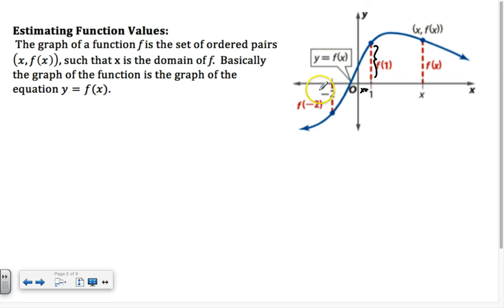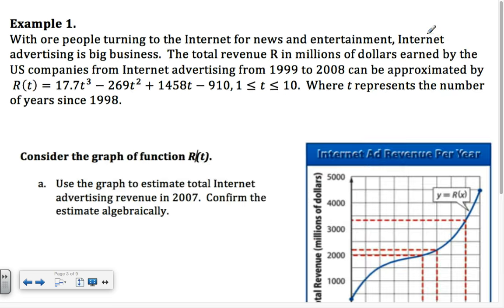For example, I also have x equals -2. And so the distance from the x-axis to the curve would represent f(-2). And more generally, whenever I have any x-coordinate, that distance from the x-axis to the curve would represent f(x). And so the coordinates would actually be (x, f(x)). So let's try an example.